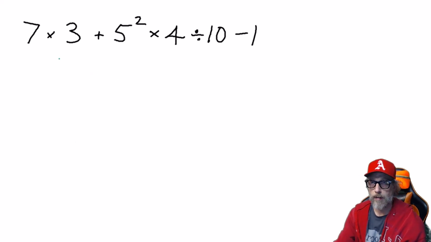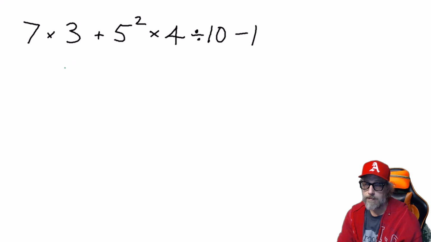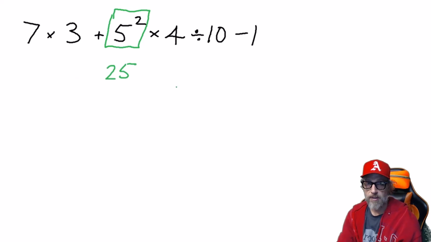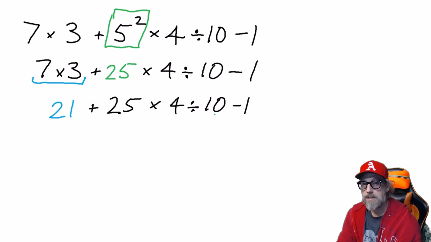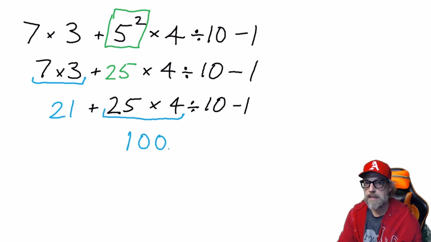Here's how I'm seeing this problem. No groups. Okay, no commentary. Exponents. 5 squared. 5 times 5 is 25, and I will recopy. The next step would be finding the multiplies and divides working from left to right. So here's a multiply. 7 times 3 is 21. I will recopy. Still in the multiply and divide step, looking from left to right, the next one would be the 25 times 4. That's 100, and I'll quickly recopy.